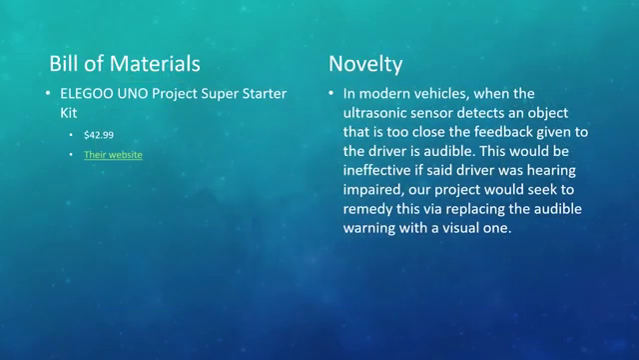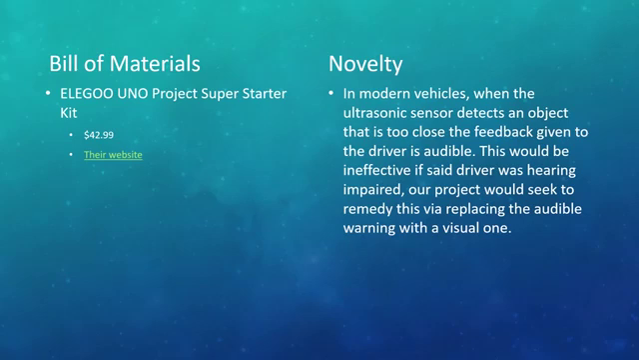The bill of materials is the Elegoo Uno Project Super Starter Kit. That was the one thing we had to buy, and we included the whole thing because it was still needed. We still needed to purchase it to do the project, so we included the whole thing, and that's the price. And then a link to the actual place on their website where you can buy it, so you can look through the materials.